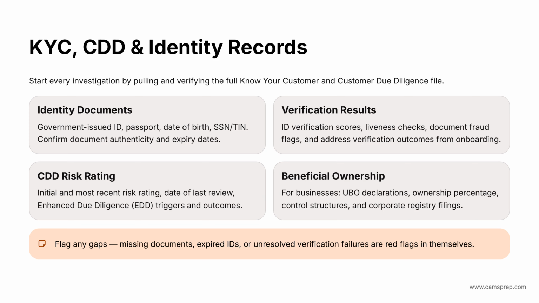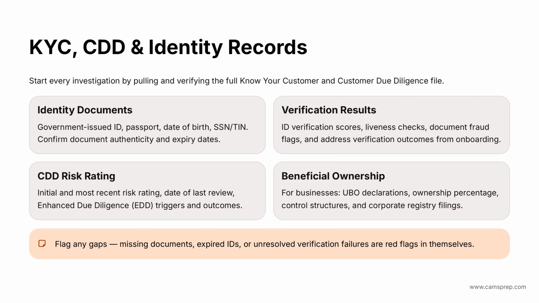Start every investigation by pulling and verifying the full KYC and Customer Due Diligence or CDD file. There are four key areas to examine: identity documents, government-issued ID, passport, date of birth, and tax identification number. Confirm document authenticity and check expiry dates. Verification results. Look at ID verification scores, liveness checks, document fraud flags, and address verification outcomes from onboarding.